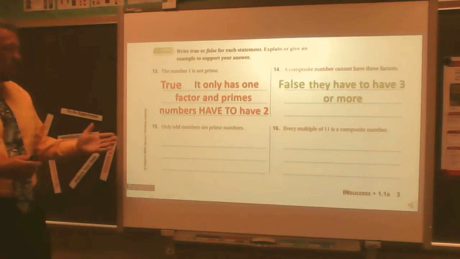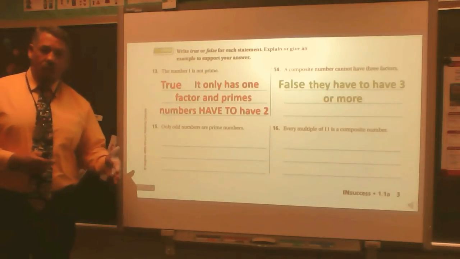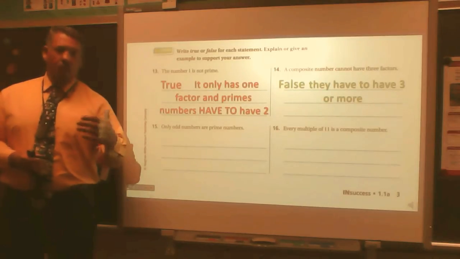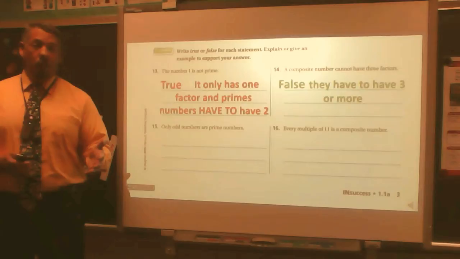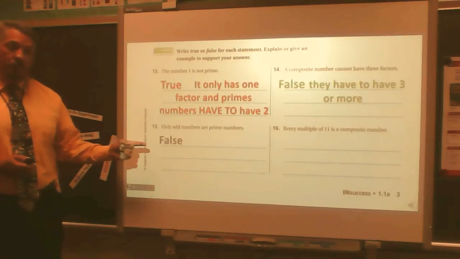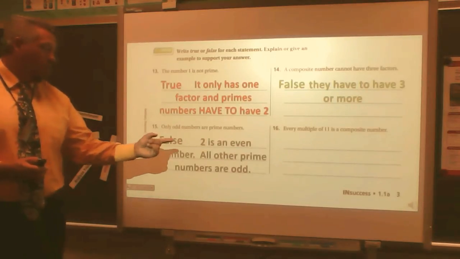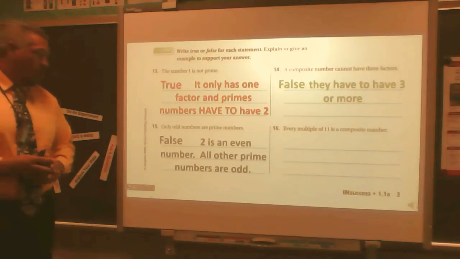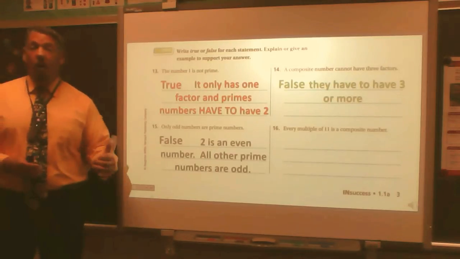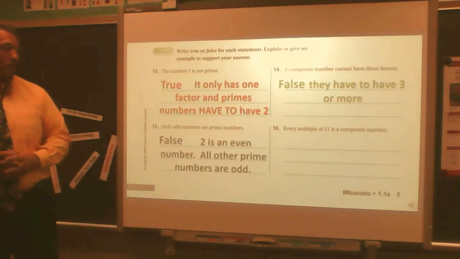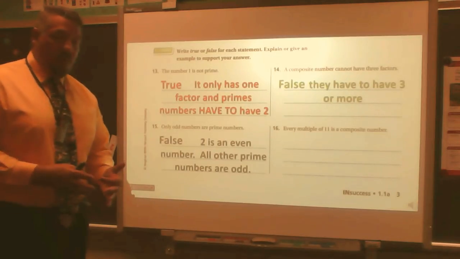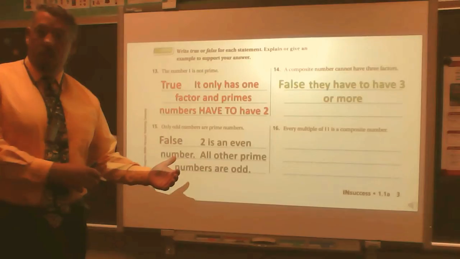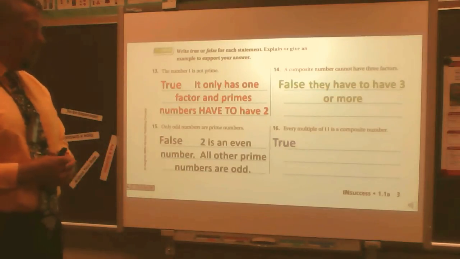Number 15, only odd numbers are prime numbers. So if you looked at that prime chart real quick, the very first prime is not an odd number, is it? So that has to be a false statement. Okay? 2 is an even number. All other prime numbers are odd. And then 16, every multiple of 11 is a composite number. Well, that's a true statement also.